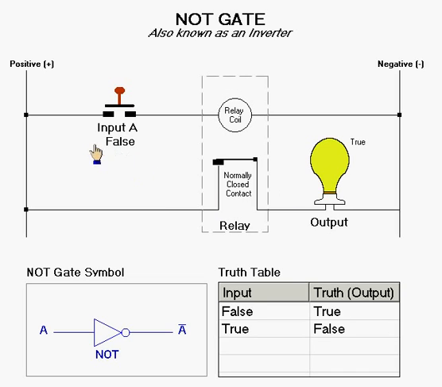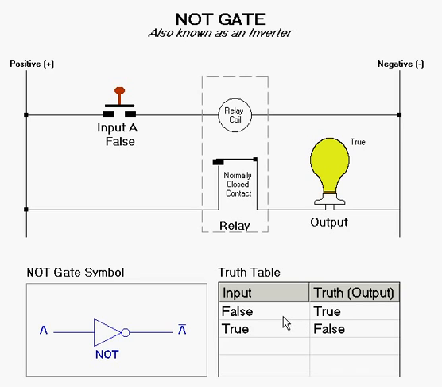When you have an input of false, the relay coil is de-energized and the relay contact closes. As you can see, power then flows through the relay contact, energizing the light bulb, representing the output of true.